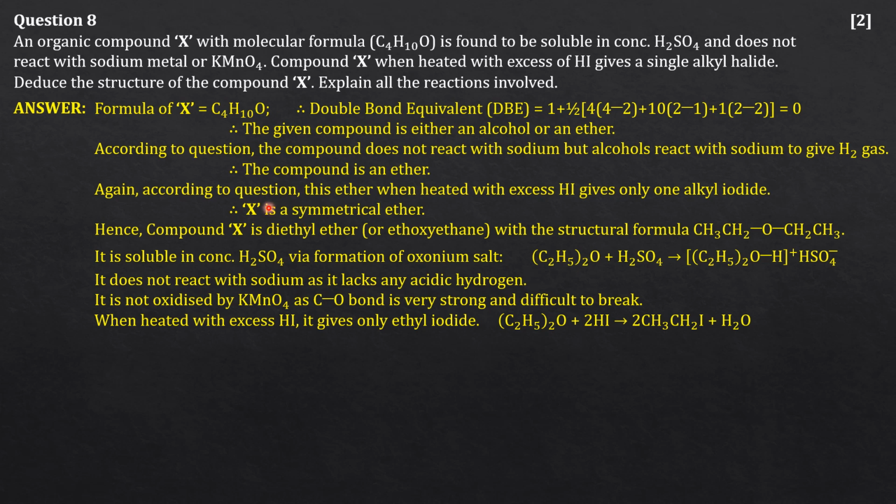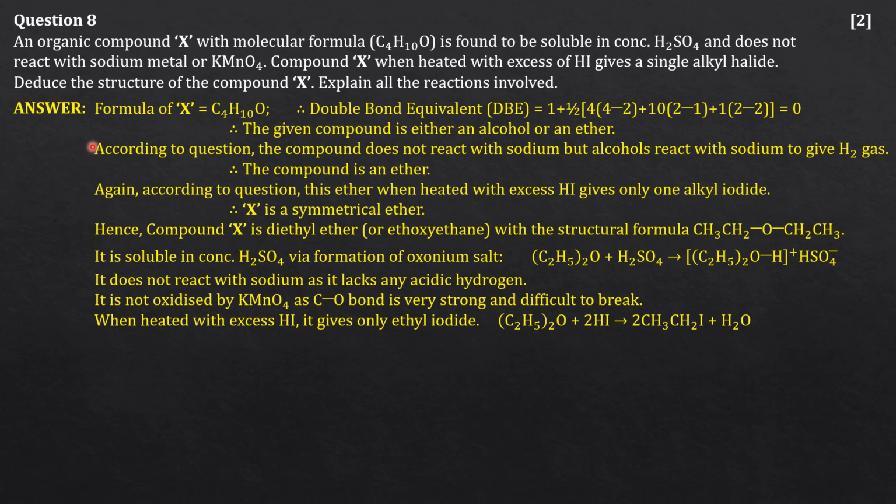And then they are saying that with excess HI, it gives a single alkyl halide. Now ether, when treated with excess HI, initially it gives alcohol and alkyl iodide, then the alcohol again reacts with the HI because you have given excess HI, and that is also converted into alkyl iodide. Now since it is giving only one alkyl iodide, that means the ether must be a symmetrical one. The two sides of the oxygen must be same. That is why you are getting one single alkyl iodide, not a mixture of two alkyl iodide.